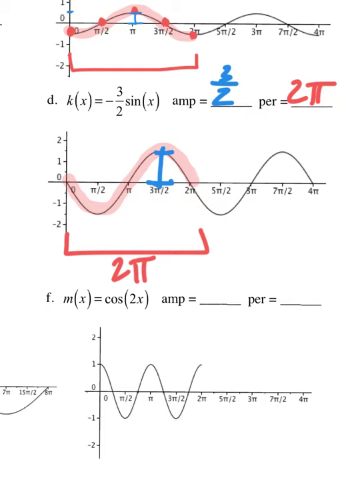Can you pause this video one more time? See if you can do E and F. First highlight what one cycle of a sine or cosine graph looks like, and then see if you can figure out the amplitude and the period.